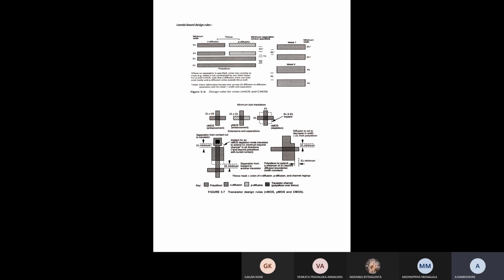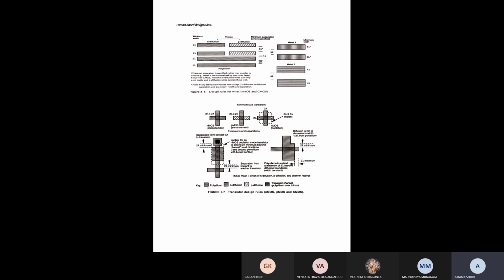The minimum width for the metal is 3 lambda, and the minimum separation from one metal to another metal is 3 lambda. For metal 2, it is 4 lambda, and the minimum separation from metal 2 to another metal 2 is 4 lambda. For metal 1 we have to use vertical lines within the box, but for metal 2 we have to draw horizontal lines within the box. So these are some of the indications to draw a layout diagram.